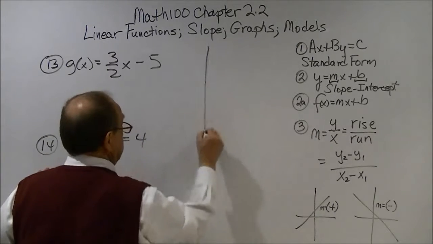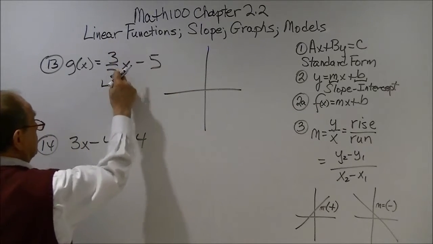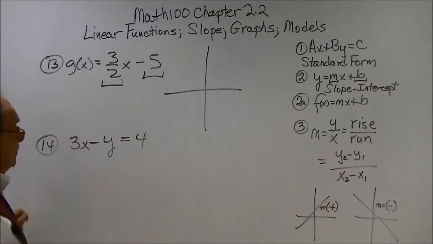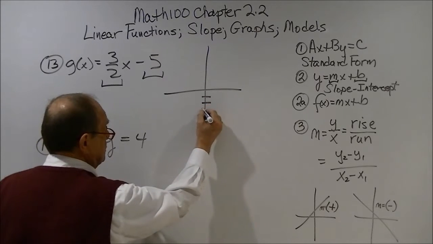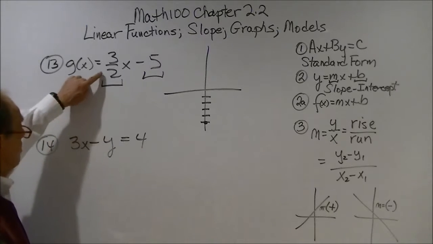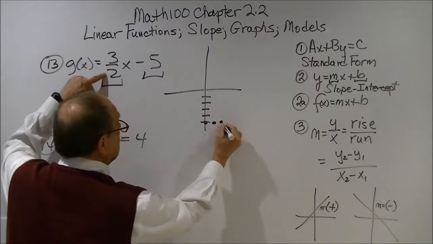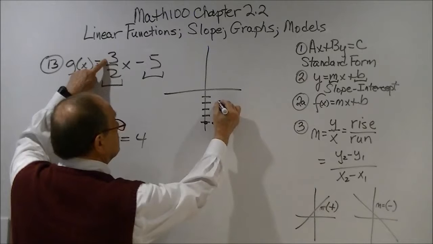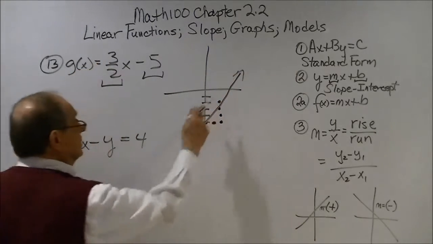So for this one, the slope is a positive 3/2 and the y-intercept is a -5. So I'm going to go down here to -5, 2, 3, 4, 5. There's my dot. My run is 2, and it's positive. And my rise is 3. So my graph is something like that. And you go through that point too.